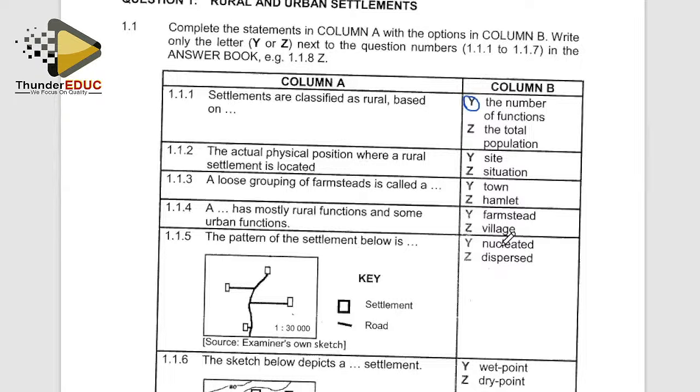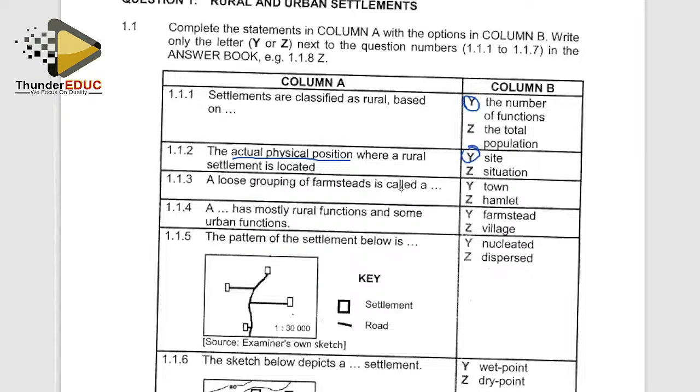Right, number 1.1.2, the question is saying actual physical position. The actual physical position, we are looking at where exactly a settlement is located in terms of the geographical space that is occupied by a particular settlement. What do we call that? The actual space is called the site of a settlement.